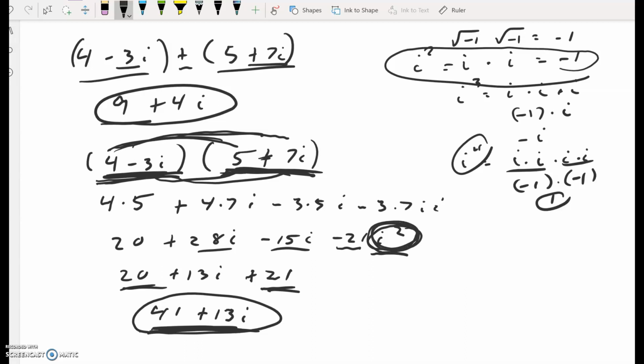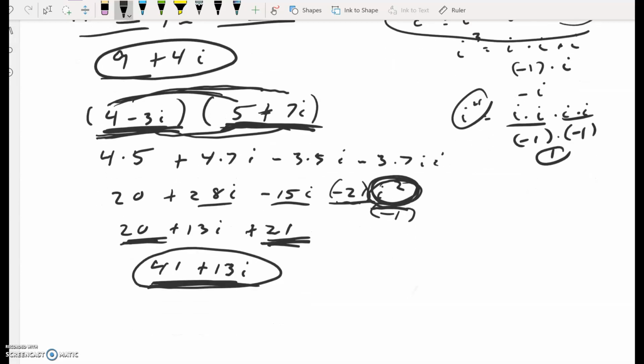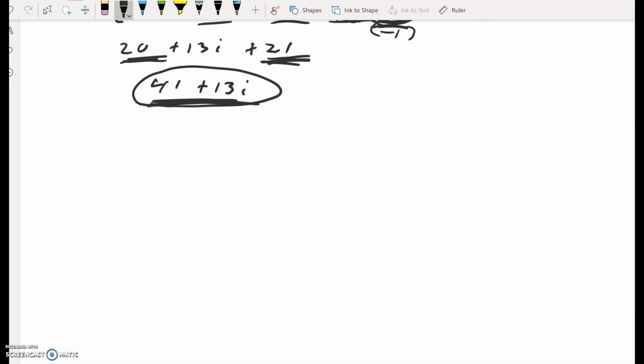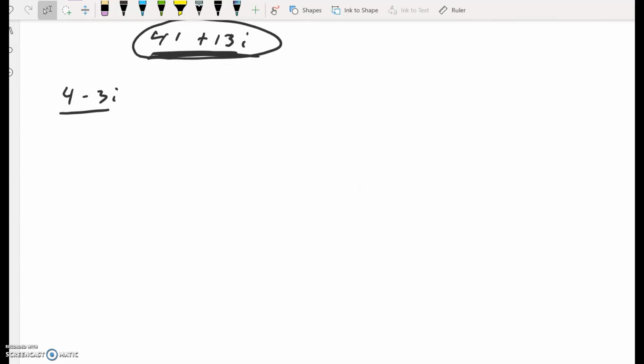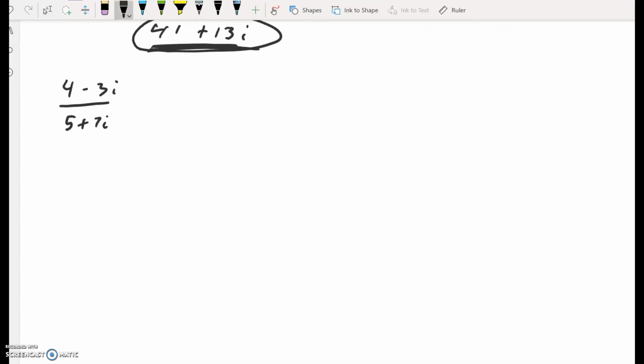But be careful of the i squared. It has to be called negative 1, and then you have to do some more work and get a regular number and combine it with this regular number. So what about 4 minus 3i over 5 plus 7i? You can think of this as a fraction, or you can think of it as a division of two complex numbers, the top complex number divided by the bottom complex number.